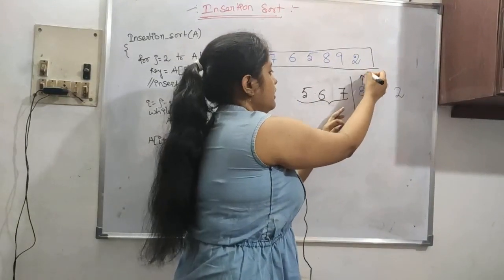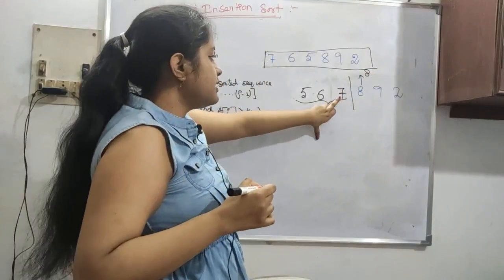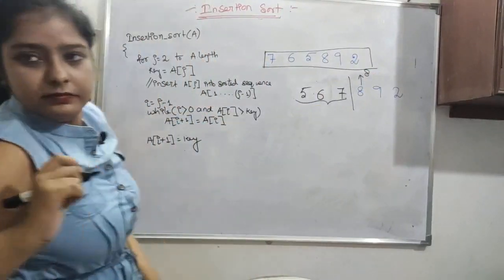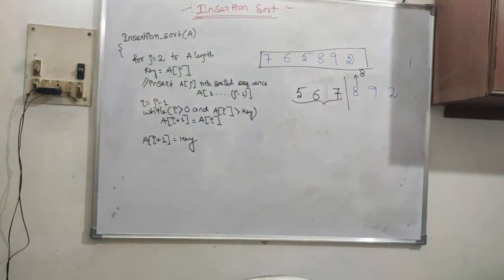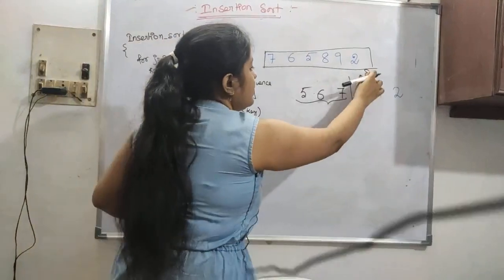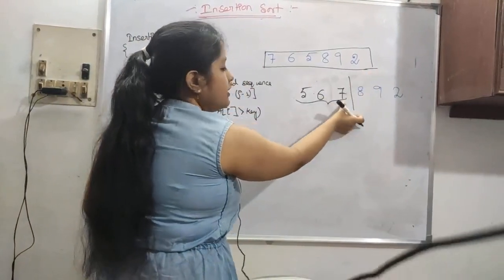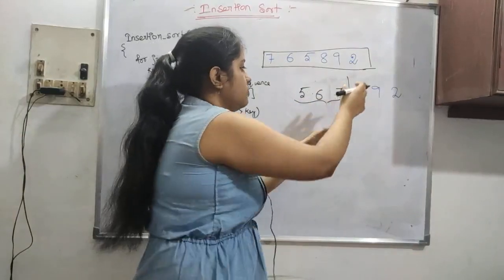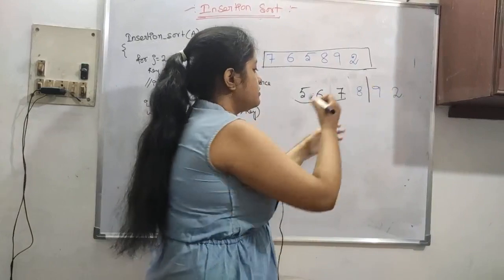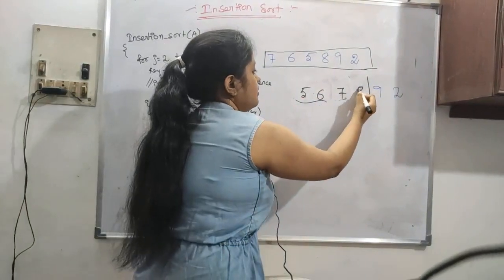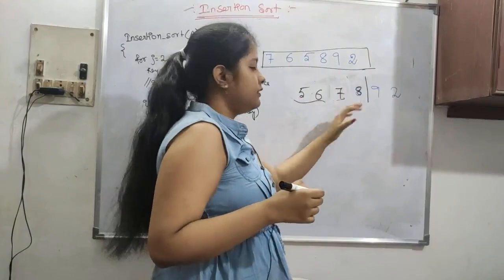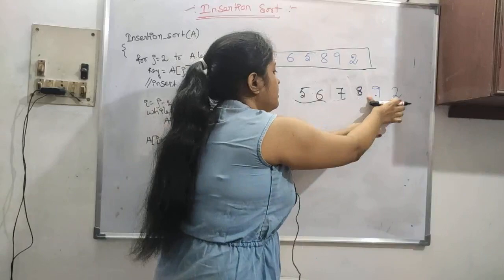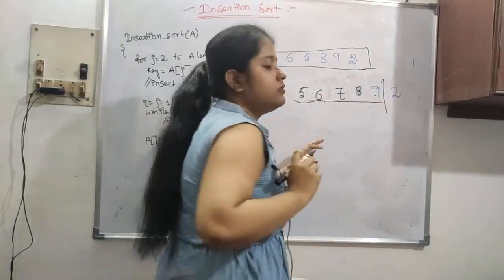Now 8 is picked up, and let's see, is 7 greater than 8? No, 7 is less than 8. So we don't have to do anything. Since up till this it is already sorted, we don't have to check back, because it is already sorted in our previous iteration. Let's write it in black color so that it is clear that it is sorted. Now, is 8 greater than 9? No, so up till this everything is in sorted order.